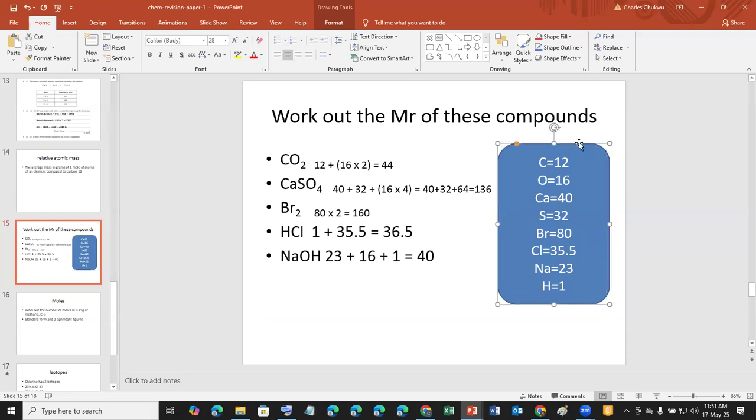Usually this table will be given to you. I don't know why that last one didn't give the table. That's why I was a bit reluctant, especially when you don't have the whole periodic table in front of you so that you can be picking it from there.